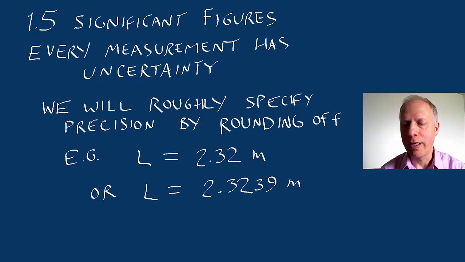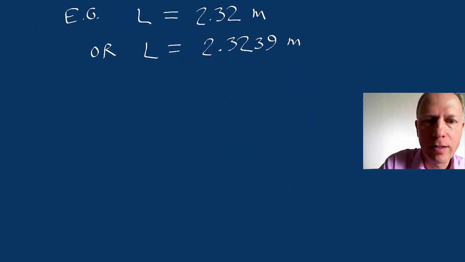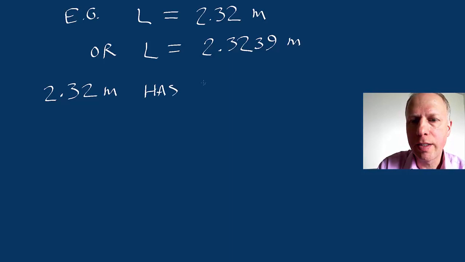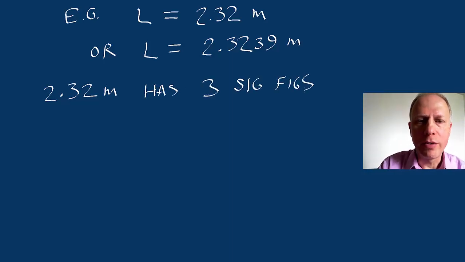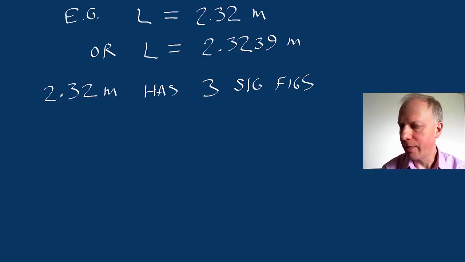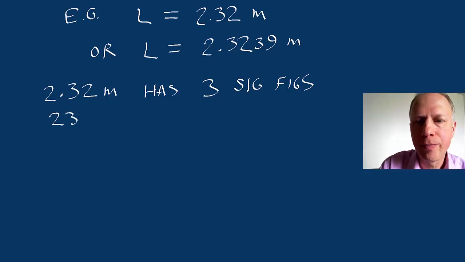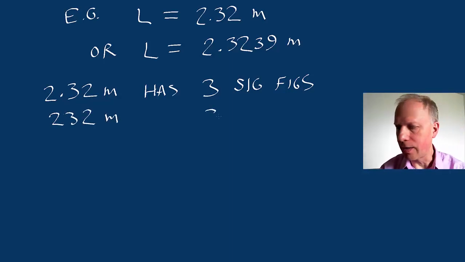I wouldn't bother writing down digits that I have no idea of their values. So that's kind of the idea of our scheme in this class. A value like 2.32 meters has three significant figures, or sig figs for short. The 2 and the 3 and the 2 are each significant figures. 232 meters also has three sig figs.